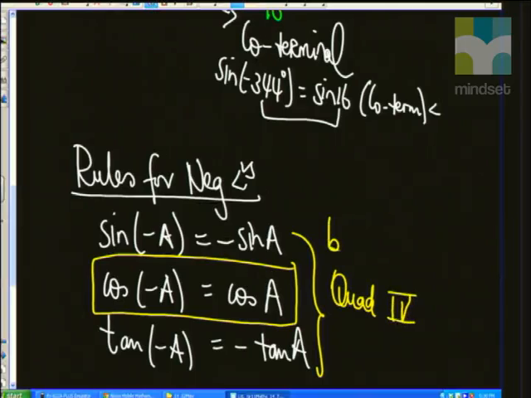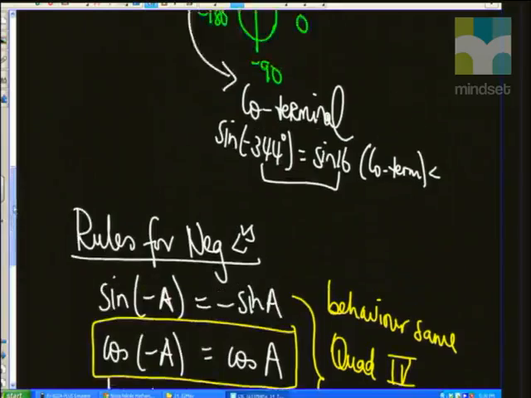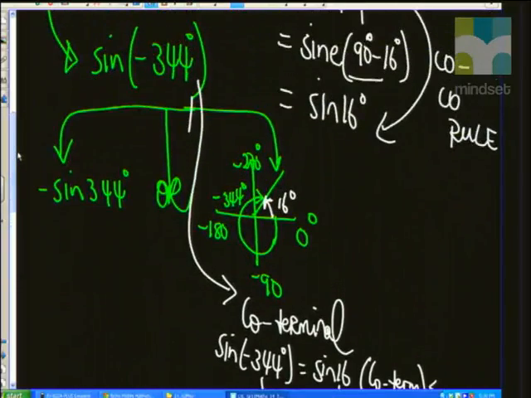Okay, so behavior is the same. So your rules are according to quadrant 4 rules. So if we go back here, can you see? I've taken sine of negative 344. What happens in quadrant 4? Sine is negative. There we go, negative sine of the additive inverse.